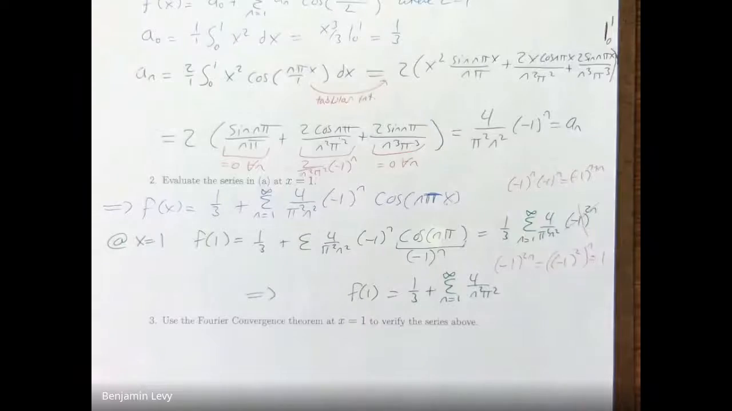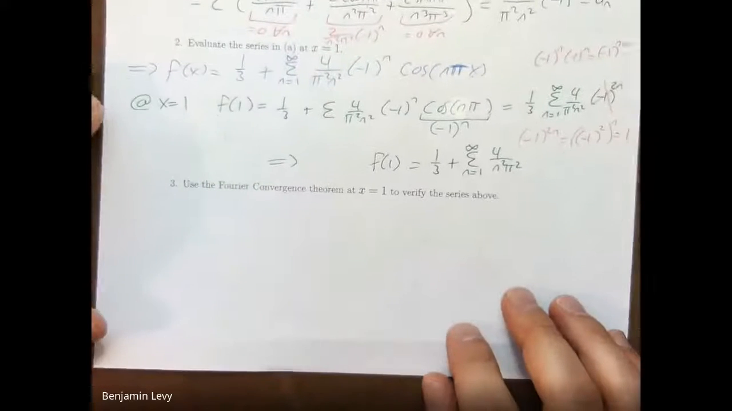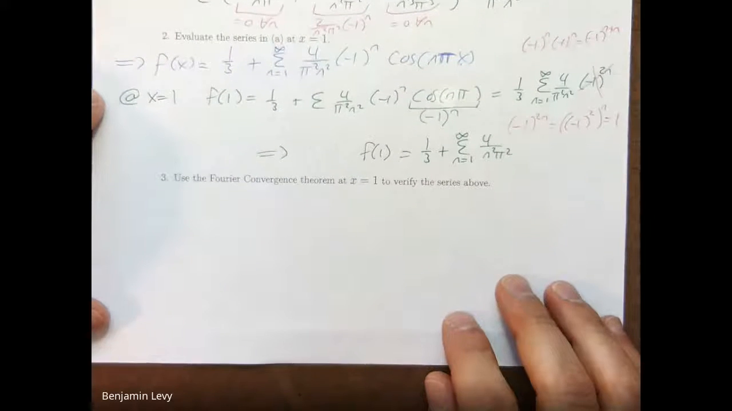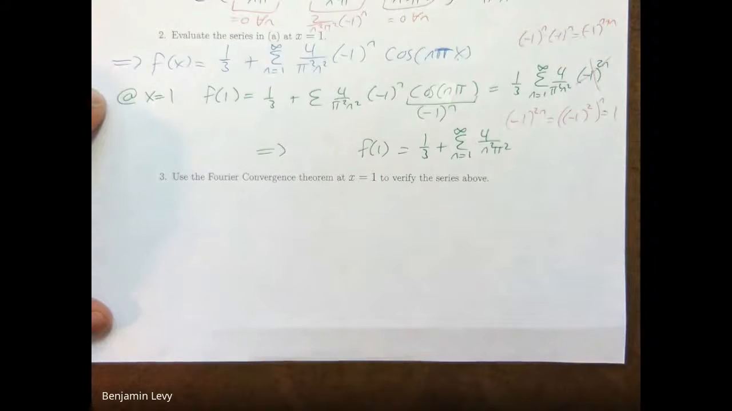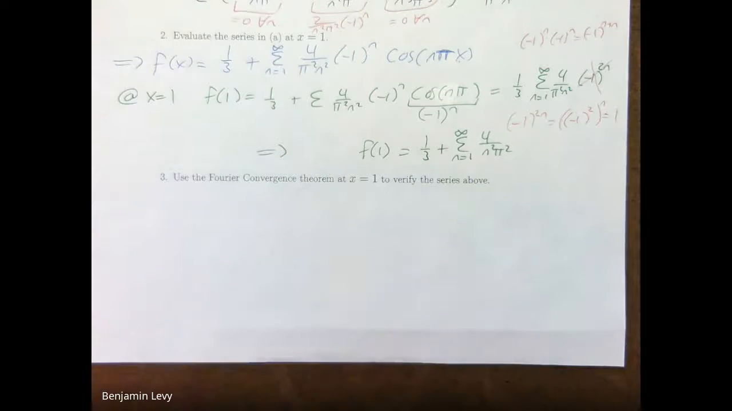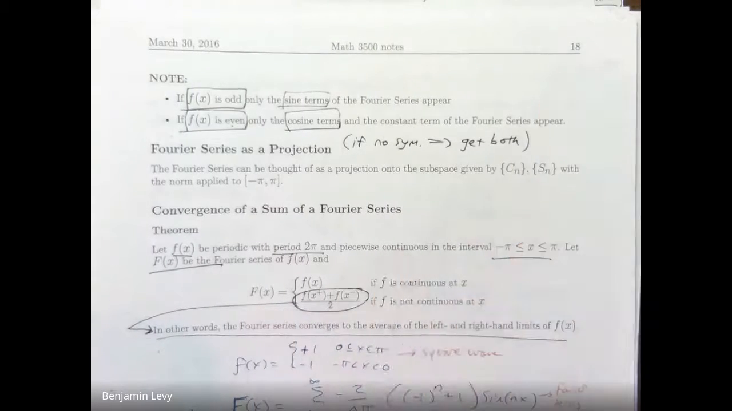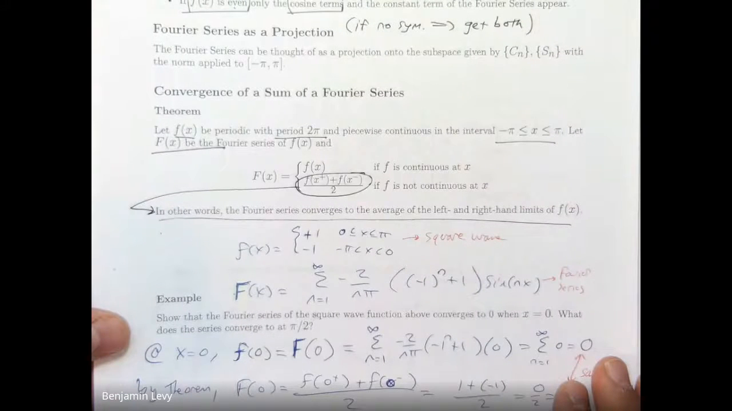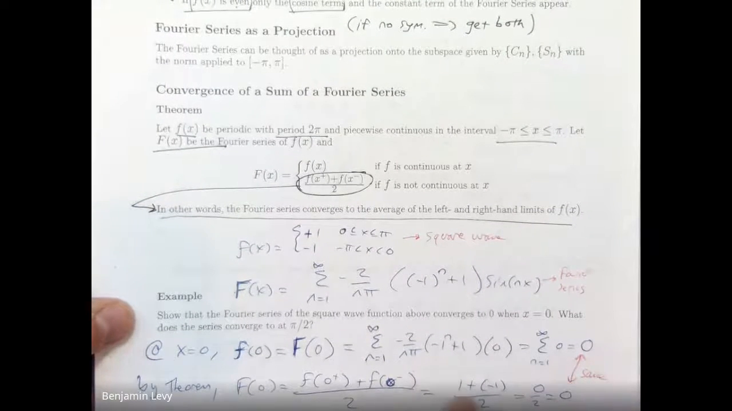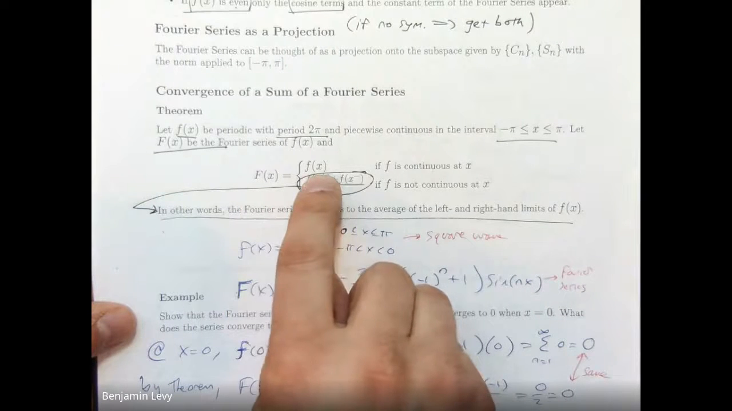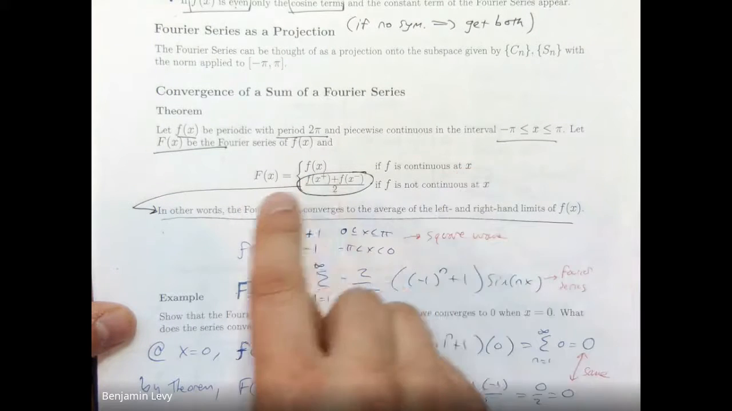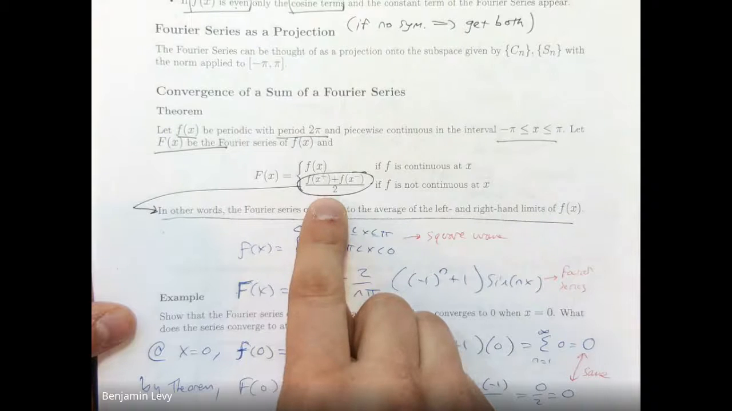All right, so then to finish it, we look at the Fourier convergence theorem. The convergence theorem says that a function will converge to either the function value or the average of the left and the right limits. So that's this thing here. This is on page 18, we're on page 18 of these notes. This is the Fourier convergence theorem. It says that the Fourier series will converge to the function value itself if it's continuous there, or if it's not continuous, you do the left and right hand limits.